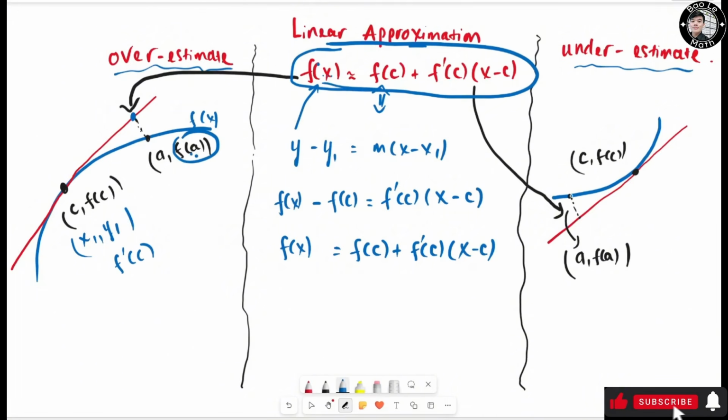Which means the approximation is greater than f of s, which is an overestimate. Similarly, if the function is concave up, then the tangent line is below the curve, and the value of the function, f of a, is bigger than the tangent line value. So we can say that the linear approximation gives you an underestimate.